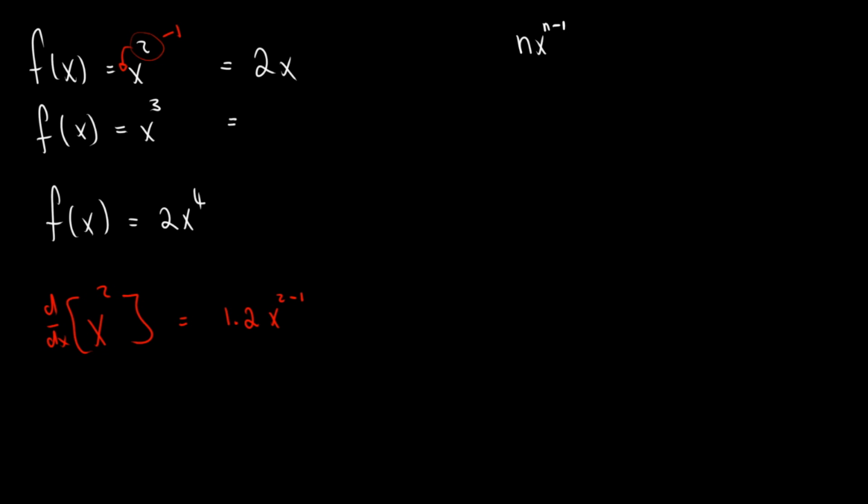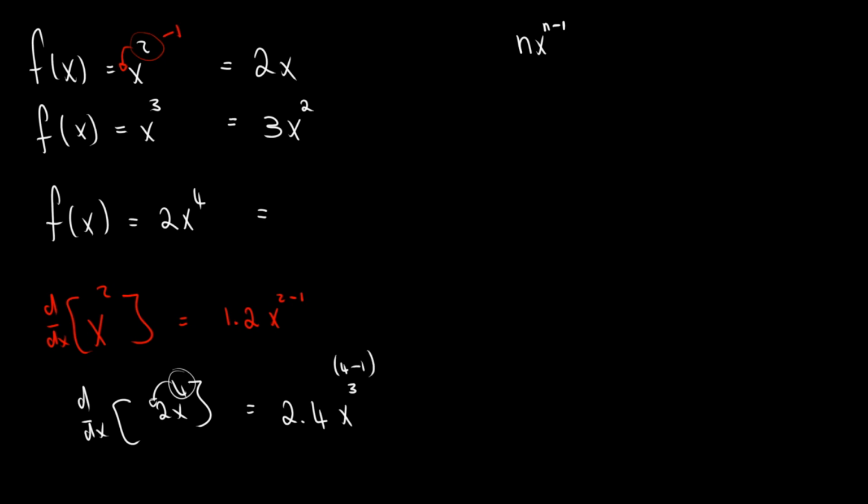What about x cubed? Well, we're going to do the same thing. Multiply forward, subtract 1. What about this one? Now, let's say we want to find the derivative of 2x to the fourth. It's going to look something like this: 4 times 2, you bring the power forward, multiply it, subtract 1. I got that from 4 minus 1. So the derivative, in this case, is going to be 8x to the third.